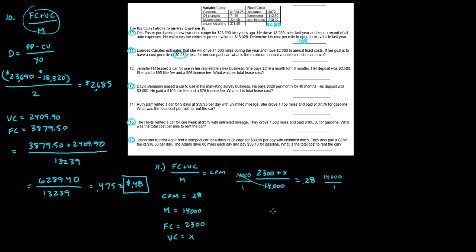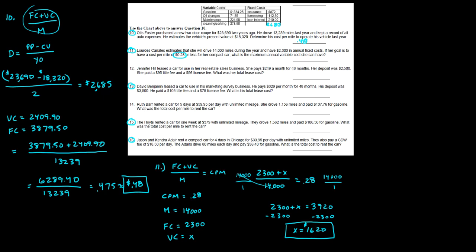and that's going to give me 2,300 plus X equals 3,920. So now I have to subtract 2,300 from each side, and that's going to give me X equals 1,620. So my answer for what my variable costs are is that my variable cost must have been 1,620.